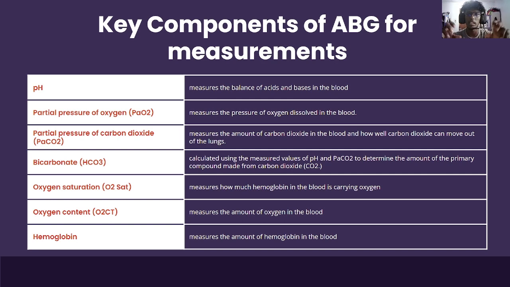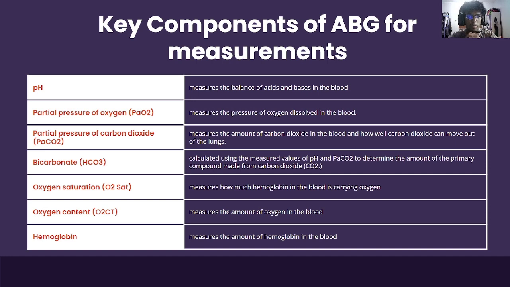So how do we analyze this ABG? So there are certain key components that we should take note. The first one is the pH, where it measures the balance of acid and bases in the blood. Next is the PaO2, which is partial pressure of oxygen. It will measure the pressure of the oxygen dissolved in the blood. Next is the PaCO2, which is the partial pressure of carbon dioxide, where it will measure the amount of carbon dioxide in the blood and how well the CO2 can move out of the lungs.